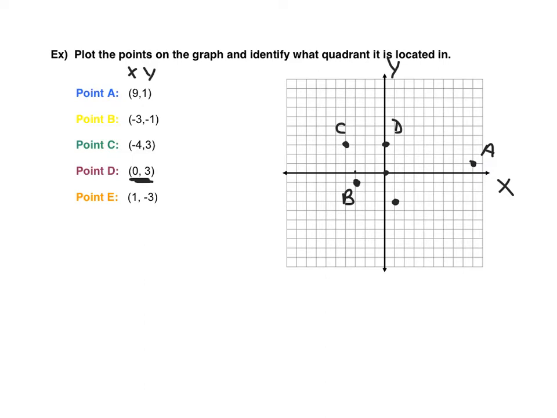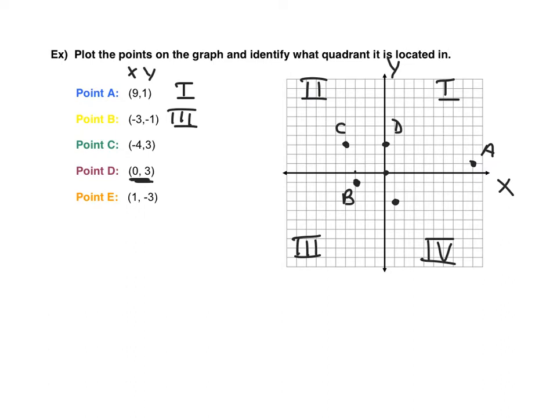So A is going to be in the first quadrant. So we'll put first quadrant. And then B is going to be in the third quadrant. So you go counterclockwise. So that's 1, this is 2, that's 3, and this is 4. So point B is going to be in the third quadrant.